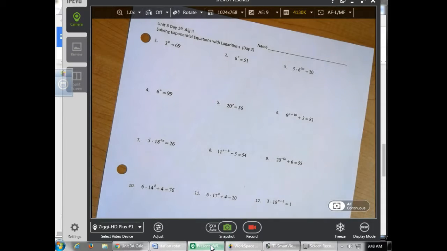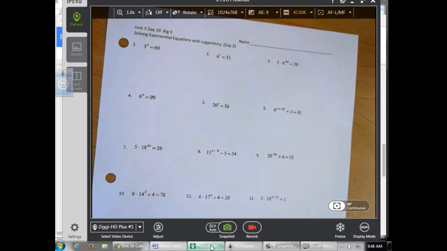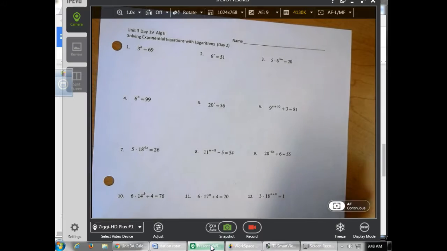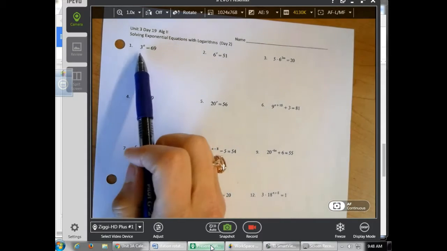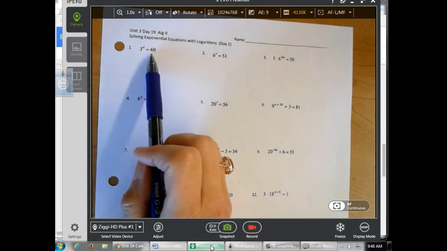Okay, we're going to start with a brief review of the concept where you take the log of both sides to solve, and that's also going to be useful for today's lesson, so I'm just going to start with a couple of these and show you how to do them. So the first thing I'm going to do is isolate the power, and for ones like number 1 here, it's already isolated, so you can go right in and take the log of both sides.